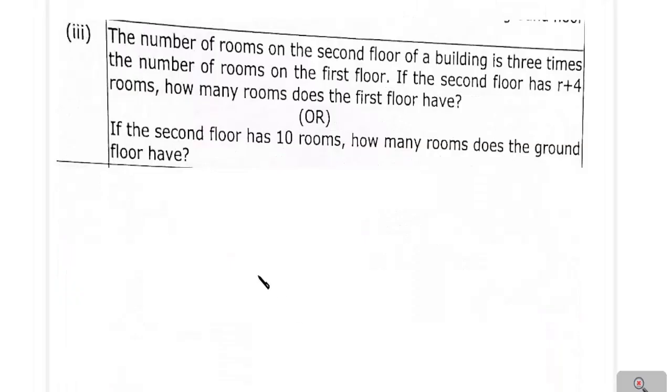Okay, so the next question: the number of rooms on the second floor of a building is 3 times the number of rooms in the first floor. If the second floor has R plus 4 rooms, how many rooms does the first floor have? So we will see this in detail. As per the statement, the second floor has R plus 4 rooms.